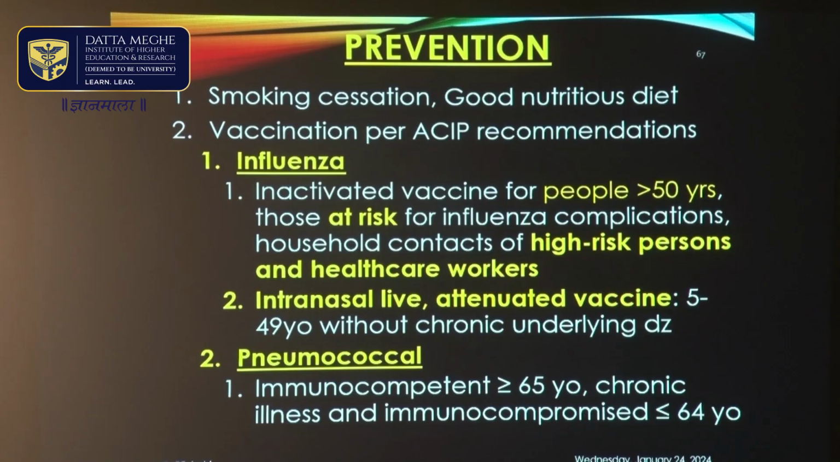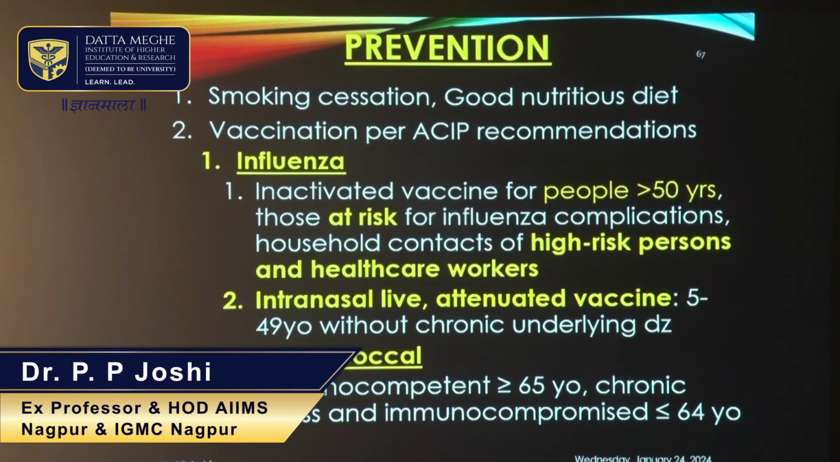Why this is so is because influenza is an RNA virus, and all RNA viruses mutate very easily, and a new type of virus is formed every year. Because of this, the vaccine against that influenza virus strain is prepared, and therefore we have to take the vaccine every year, especially after the age of 50 years, or in those who have comorbidity or those who are healthcare workers.